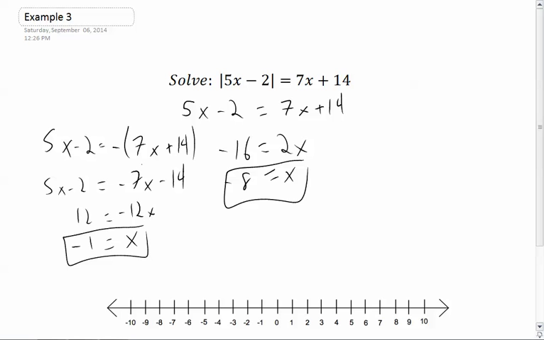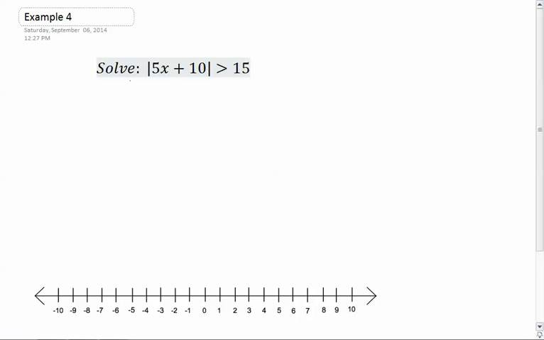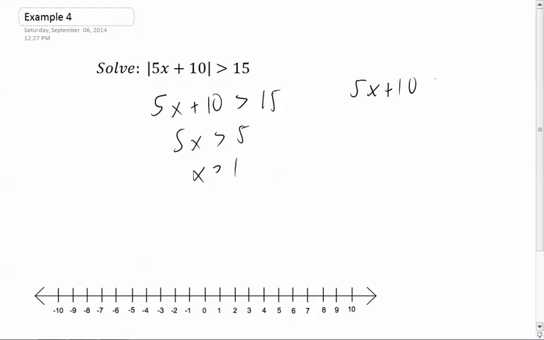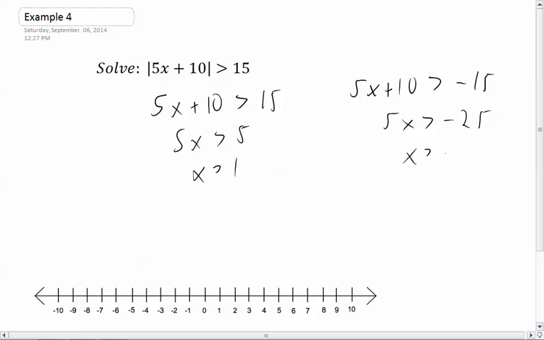The last example I'm going to show, again, one answer could be that 5x plus 10 is greater than 15. Let's move that around. What I'm going to get is 5x is greater than 5, or x is greater than 1. So that's one solution, that x is greater than 1. The next solution I'm going to get here is that 5x plus 10 is greater than -15. And if we move this one around, you're going to get that 5x is greater than -25, and then x is greater than -5.